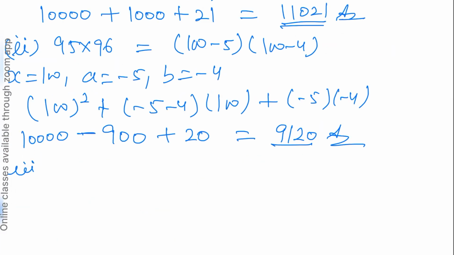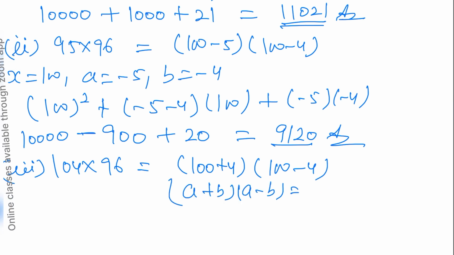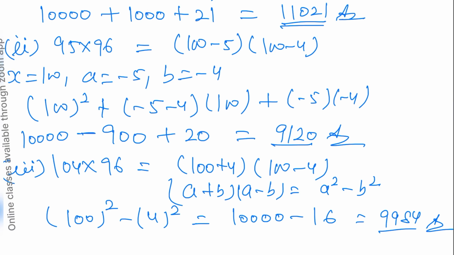Third part is 104 into 96. So we can write it as (100 plus 4) into (100 minus 4). So now we can apply the identity (a plus b) into (a minus b), which is equal to a square minus b square. Here a is 100 and b is 4. So 100 square minus 4 square, so 10,000 minus 16. 10,000 minus 16 is 9,984. This is the answer.